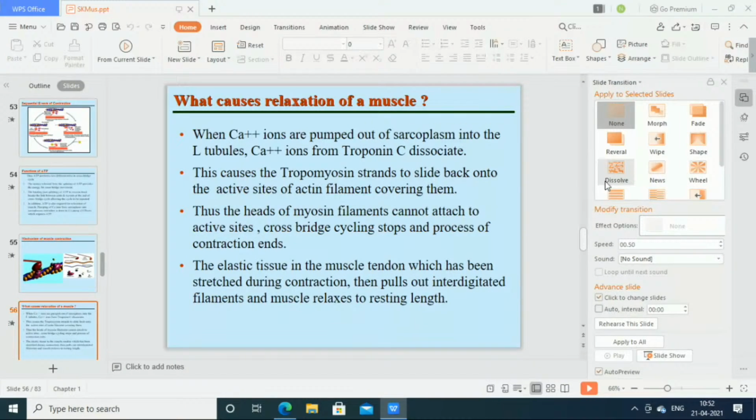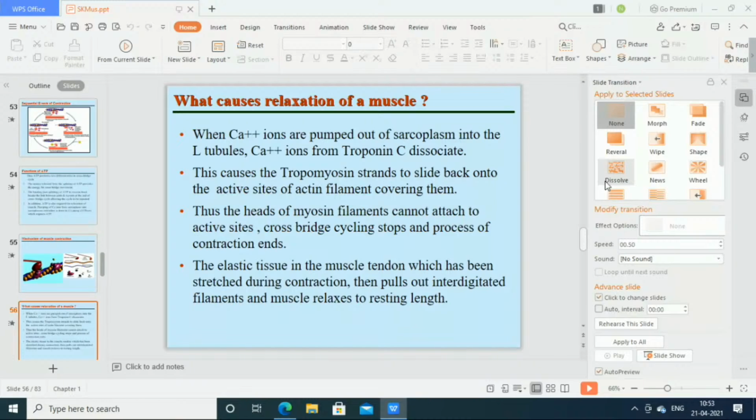Right. What causes relaxation of a muscle? When the calcium ions are pumped out of the sarcoplasm into the L tubules, the calcium ions dissociate from troponin. Now this causes the tropomyosin strands to slide back onto the active sites of the actin filament, covering them. Thus the heads of myosin filaments cannot attach to the active sites, the cross bridge cycling stops, and the process of contraction ends.